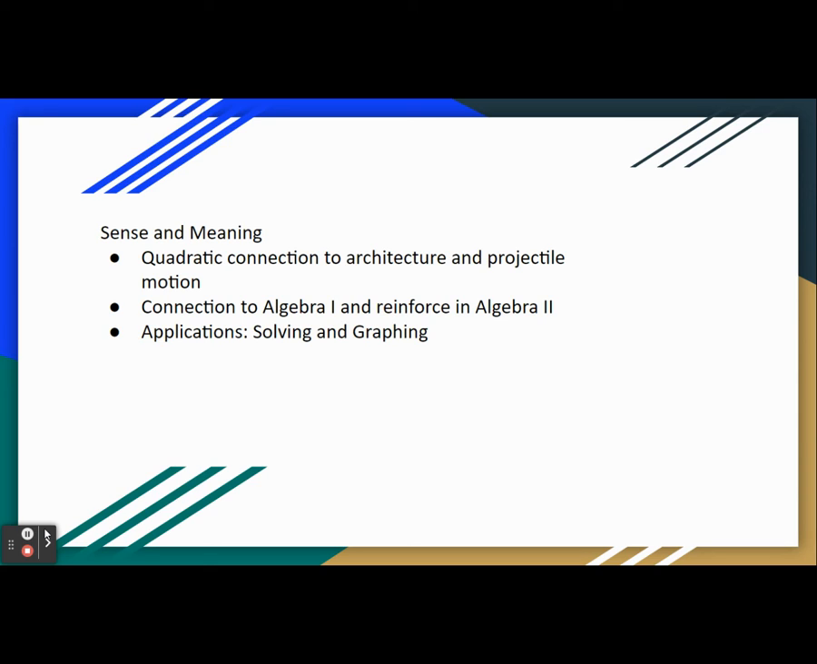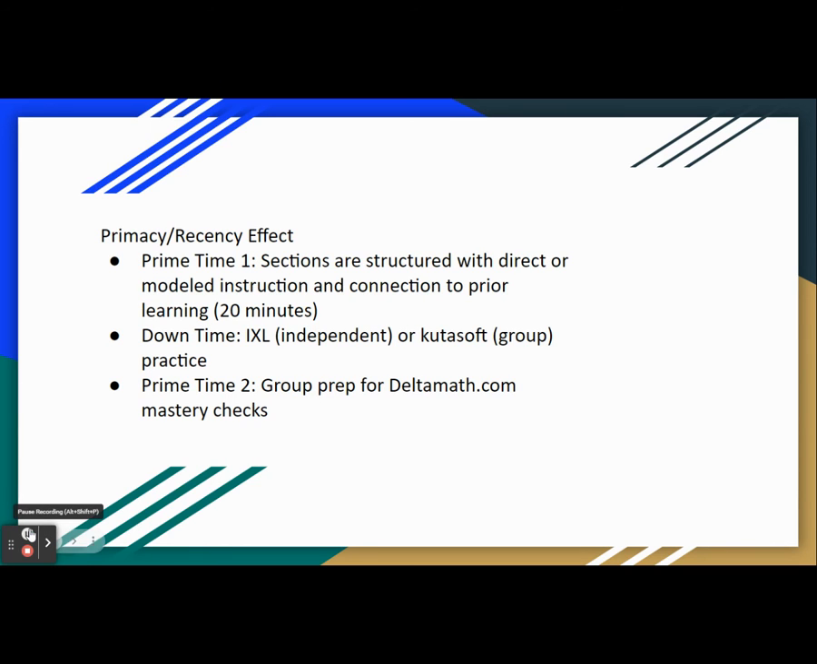Connections are also established through similarities in procedures from unit to unit, as each unit is introduced in a similar pattern of first we simplify, then we solve, then we graph. The primacy-recency effect informs us that connections need to be built to new learning in the first 20 minutes to maximize student engagement. The downtime that follows new instruction is used to build procedure fluency. Independent practice in IXL or group practice in Kudasoft use repetition to create a sort of muscle memory. In Primetime 2, students will review the day's learning and prep for an individual skill mastery check in Delta Math.